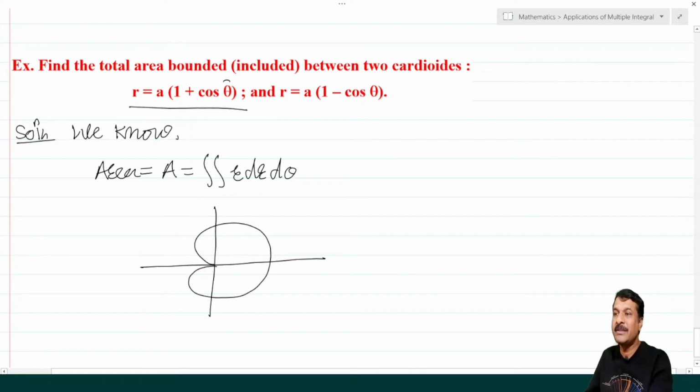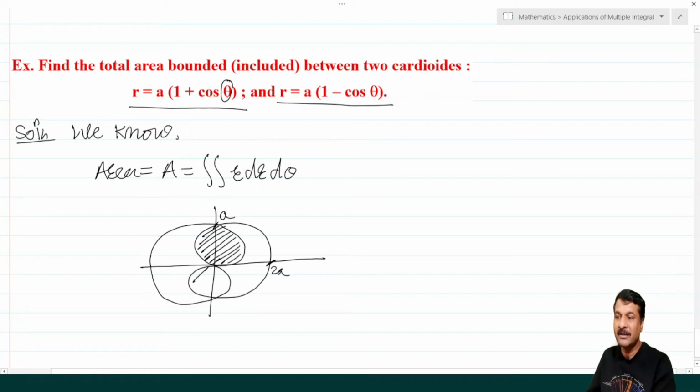So definitely when theta equal to 0, cos 0 is 1, so I am getting r equal to 2a, and when theta equal to pi by 2, cos pi by 2 is 0, so I am getting here a. And for the other, when theta equal to 0, I am getting 1 minus 1, 0, and when theta equal to pi by 2, I am getting 1 minus 0, it is a. And when theta equal to pi, cos pi is minus 1, 1 minus of minus 1, it is 2a. So in the negative direction I am getting a cardioid. So roughly this is the cardioid bounded between these two.